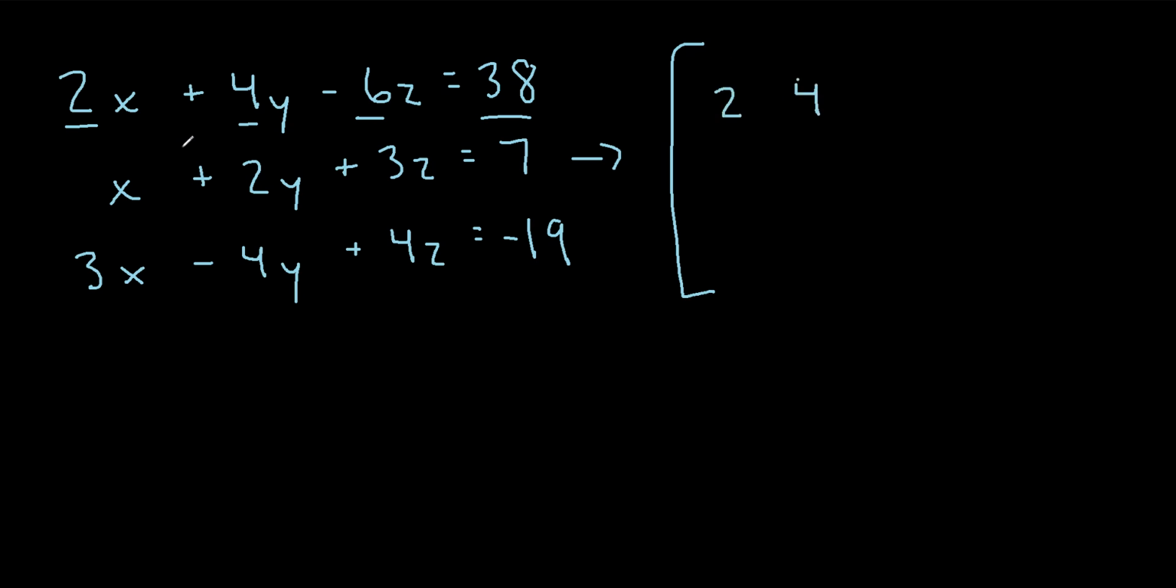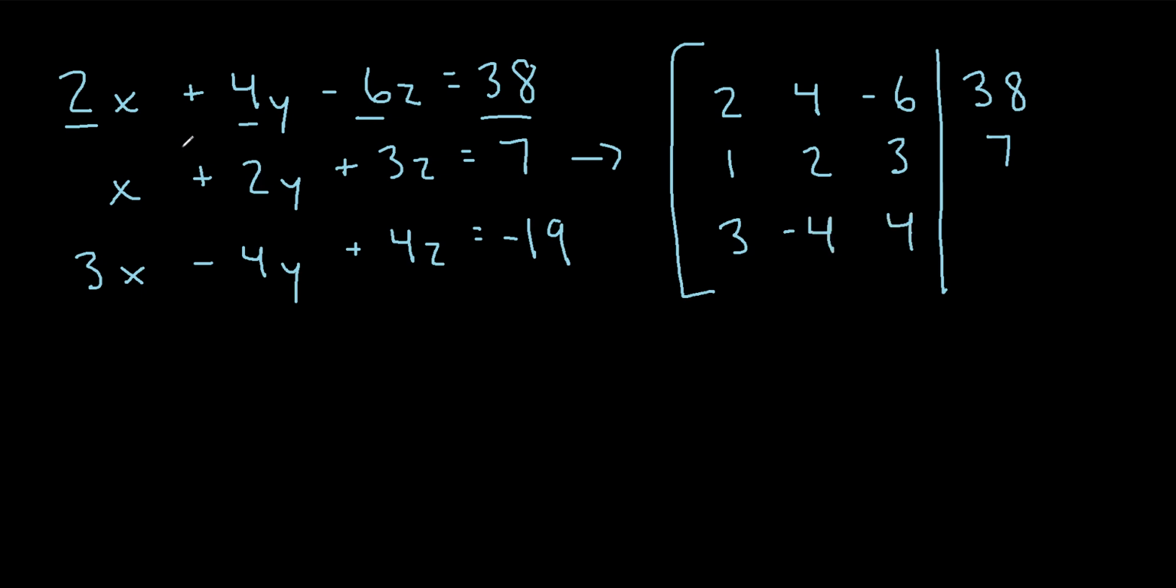2, 4, -6, and then we create an augmented column where we write 38. And we can repeat that for the next 2 rows. So for this x right here, imagine this is a coefficient of 1. So we'll write 1, 2, 3, 7, and the last row will be 3, -4, 4, and -19. So that's the first step.